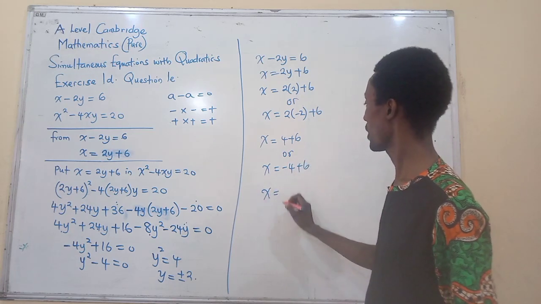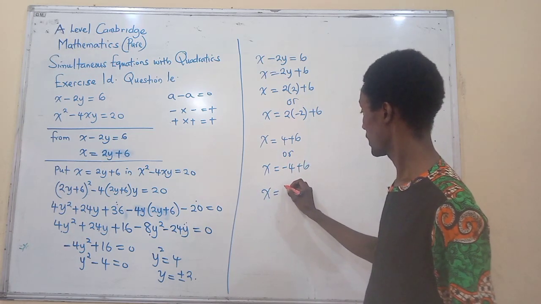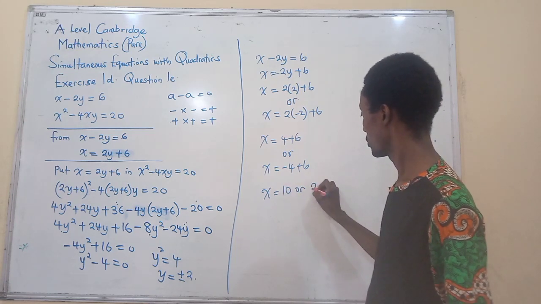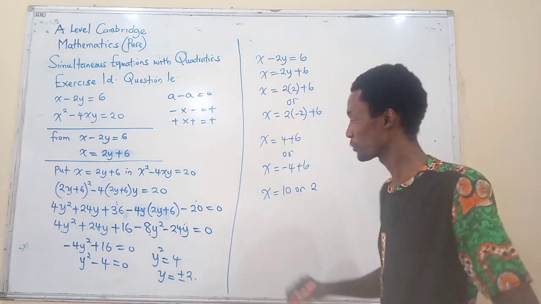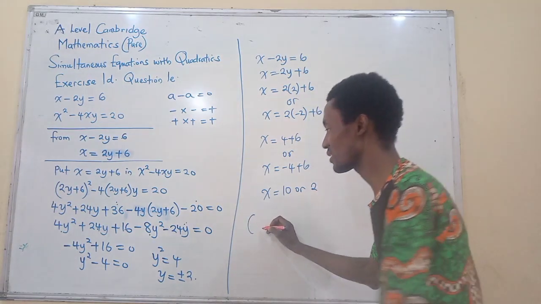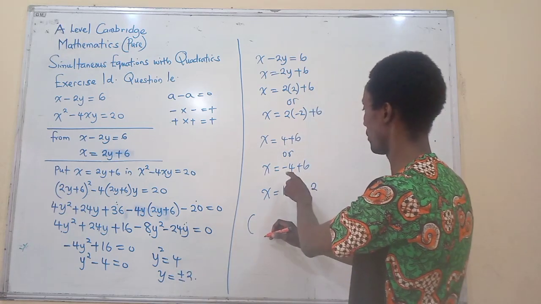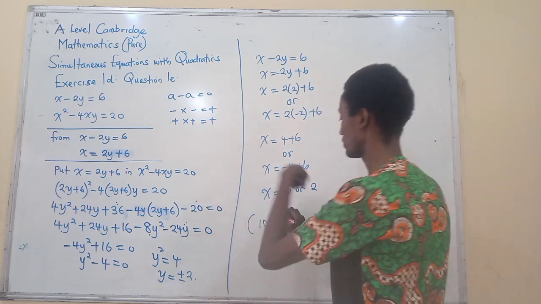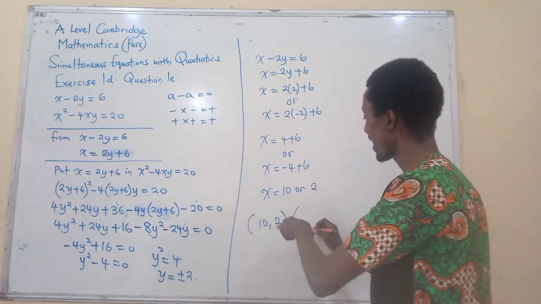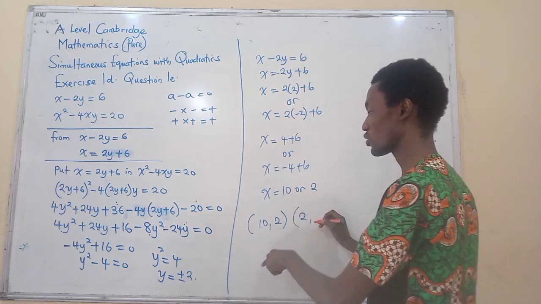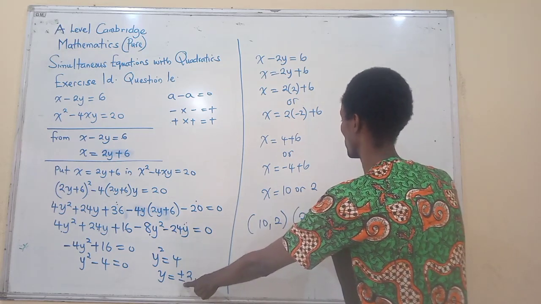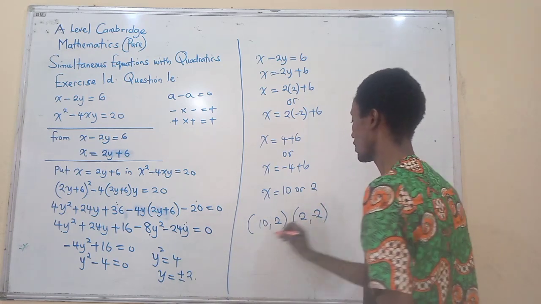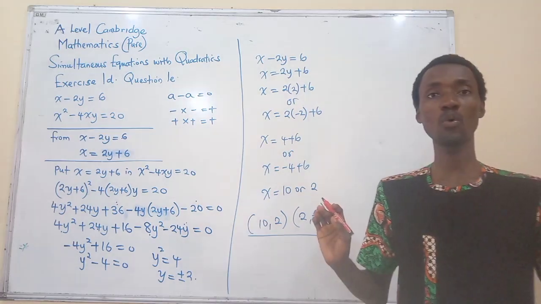So x will now be equal to 10, or 2. But that's not the end of the problem. You have to be careful, because you now have to put them in coordinate form. When x was 10, what was y? Plus 2. When x was 2, what was y? Minus 2. So that settles that. Once you leave your answer in this form, you're whole and dry.